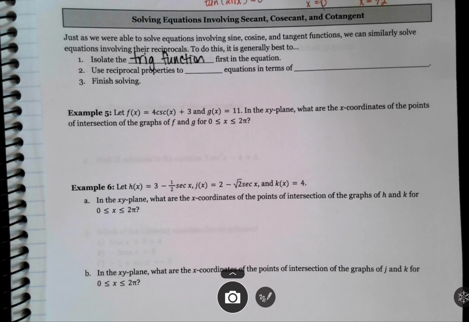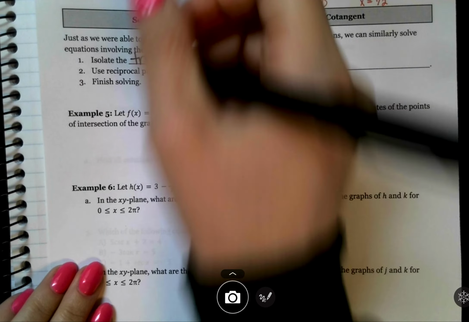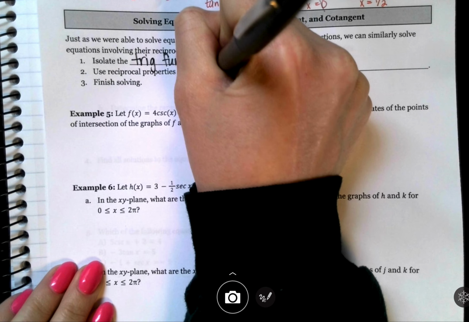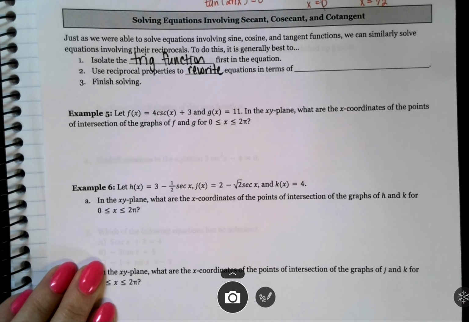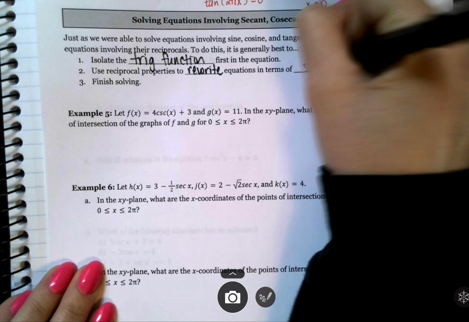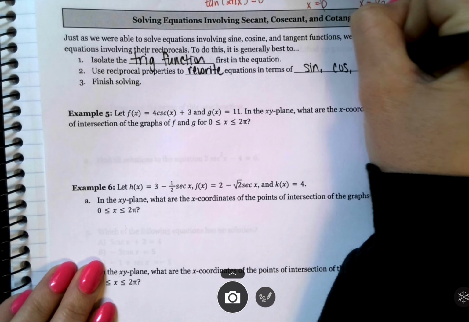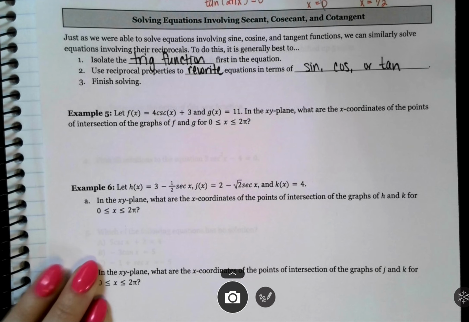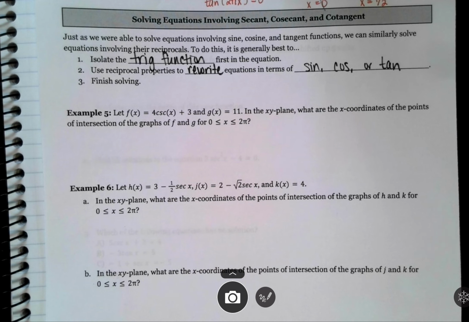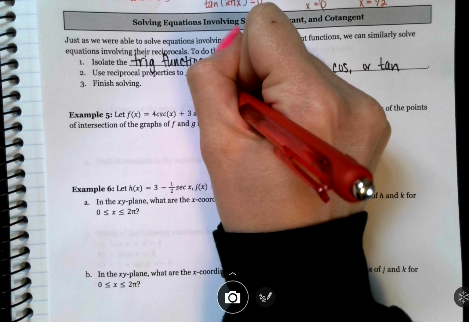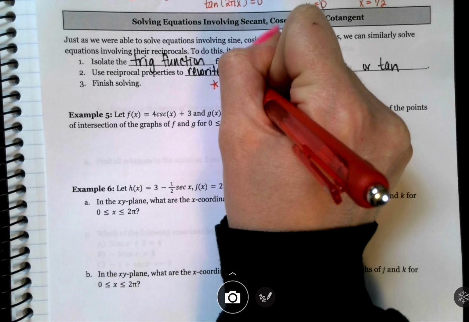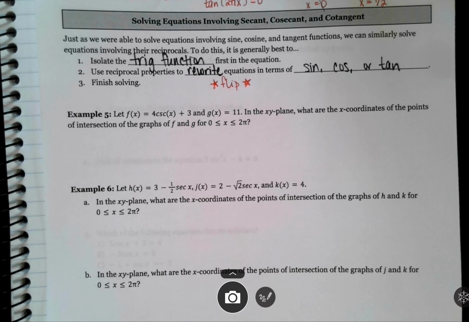first in the equation. So we want to get cosecant by itself or secant of x by itself. And then we want to use reciprocal properties to rewrite equations in terms of either sine, cosine, or tangent. When we use these reciprocal properties to rewrite them, what we're actually doing is we are going to flip both sides of our equations. Whatever we do to one side, we have to do to the other side, and then we can go ahead and finish solving like normal.